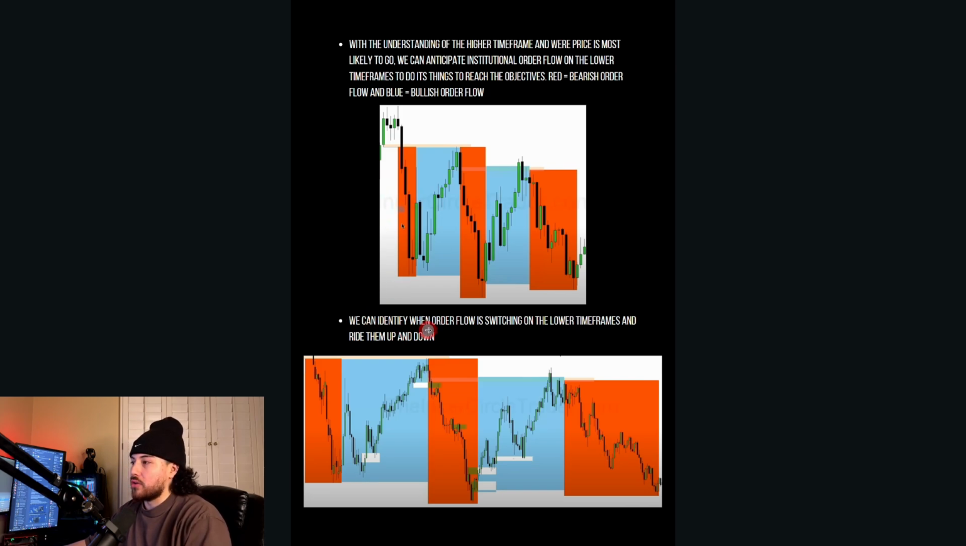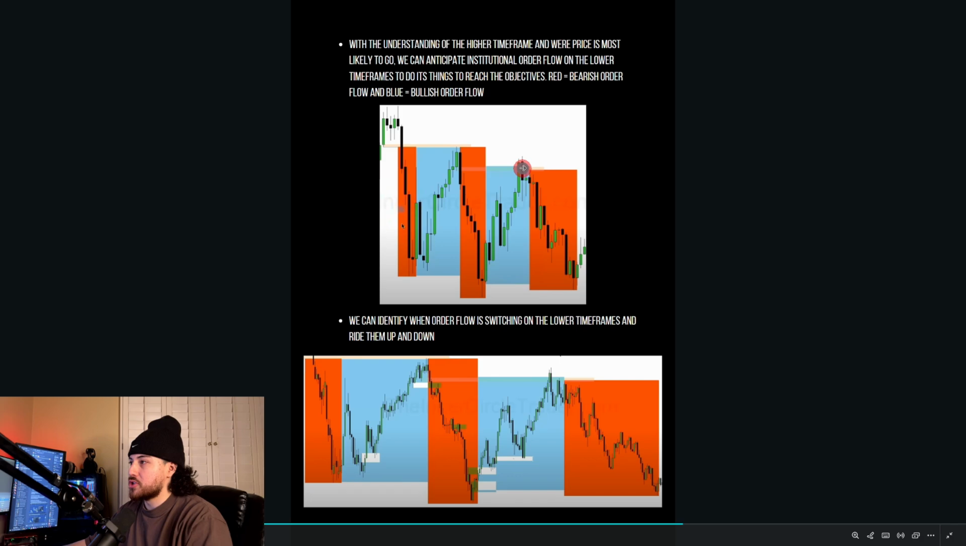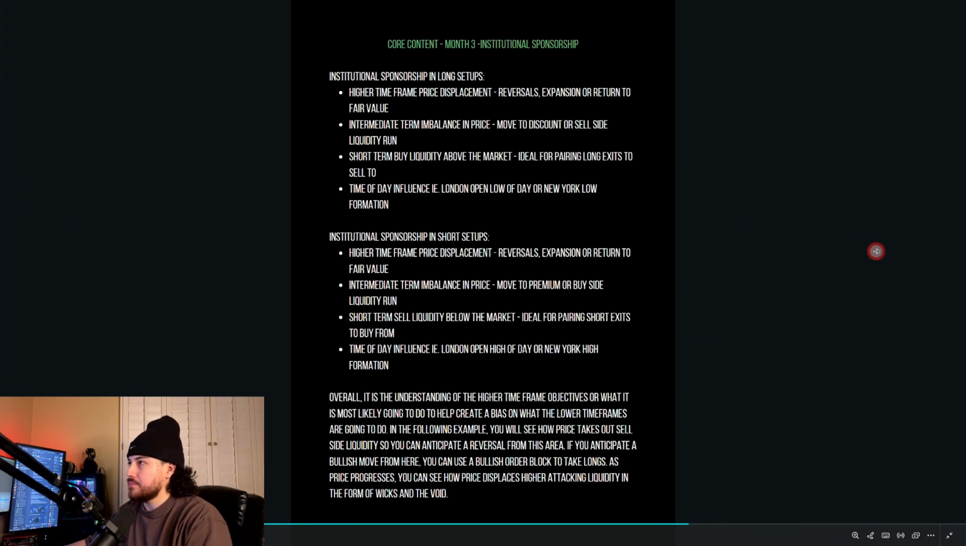We can identify when order flow is switching on the lower time frames and ride them up and down. So, for example, as we anticipate price to pull on up into this POI, we can go down to a lower time frame to find the bullish order flow to take longs to the upside. As we get up into the POI, we can go down to a lower time frame to wait for price to show us bearish order flow so we can take shorts to the downside. So here we have a bearish order flow switch, and then we can look for shorts to the downside. Same thing, bullish order flow, then bearish order flow. Once we see price flip bullish, we can take longs. Flip bearish, we can take shorts.